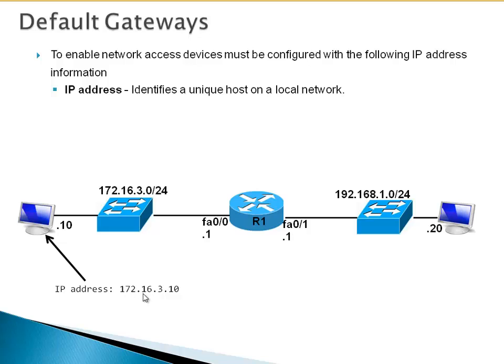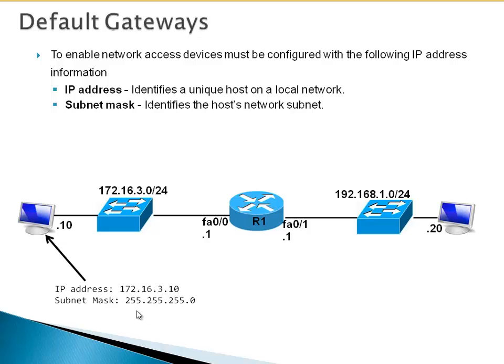This PC needs an IP address to be able to communicate with anyone on the network. So we type 172.16.3.10. That's the address, that's the network. Now, what network it belongs to, it needs a subnet mask, which identifies the host network subnet. So in this case, 255.255.255.0, which says the first, second, and third octets are the network address, which matches 172.16.3, and the last .0 is the hosts. Now this PC doesn't need any more information to communicate on the local network.